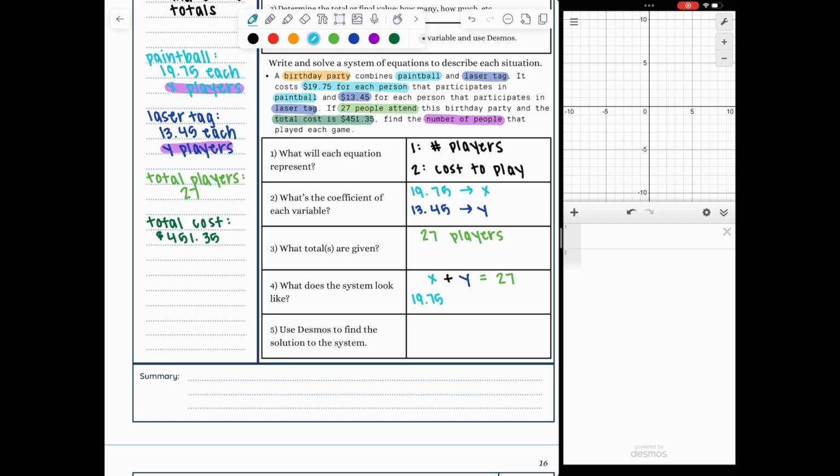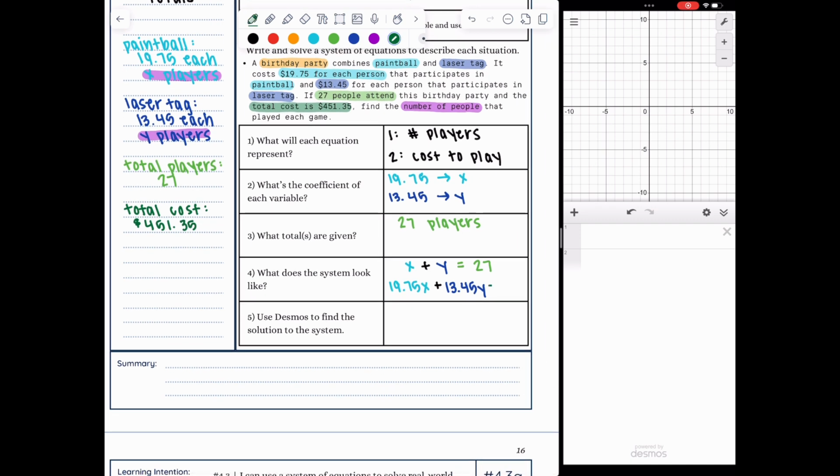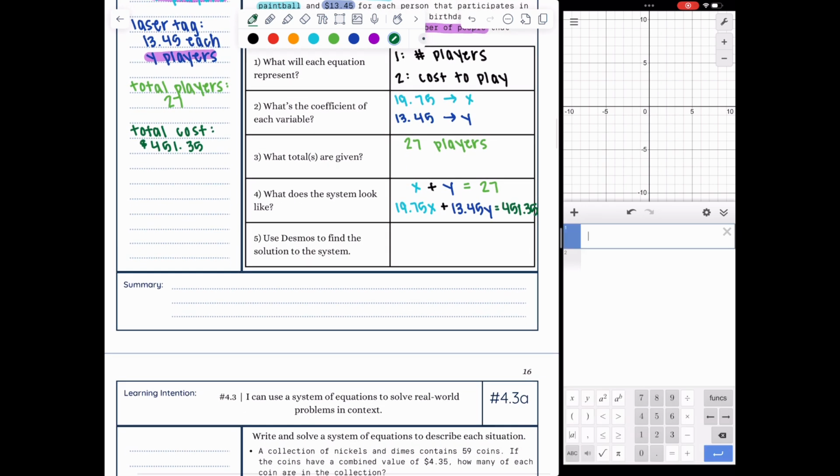The second equation then would be about the actual bill. So if you know that it costs $19.75 to paintball, now you'll be able to figure out how many people paintballed. So how many times did you pay that? Then laser tag was $13.45, and you know that there are 27 people at your gathering, so you'll be able to use that system to determine, based on your total, how many people chose each activity. So the first equation is about how many people attended the party, and the second equation is about how much it cost to host that party.